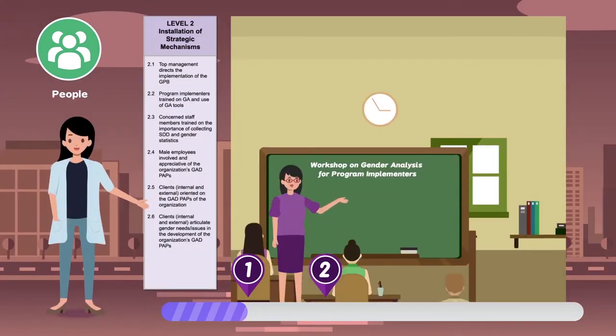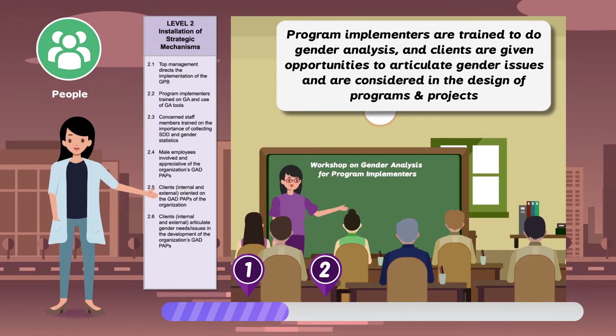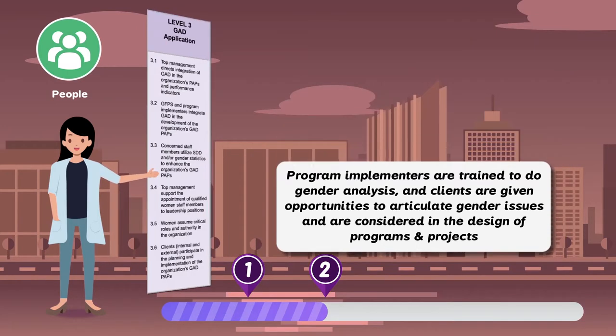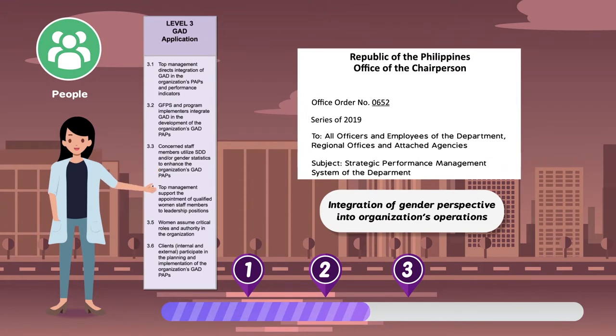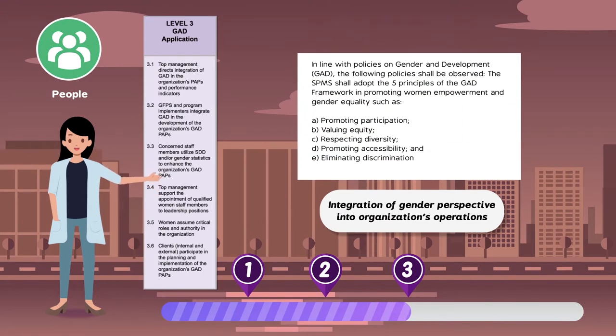At level 2, the organization ensures that its program implementers are trained to do gender analysis and clients are given opportunities to articulate their gender issues, which are considered in the design of programs and projects. At level 3, top management, GFPS members, and program implementers are consciously integrating gender perspective in the organization's regular operations.